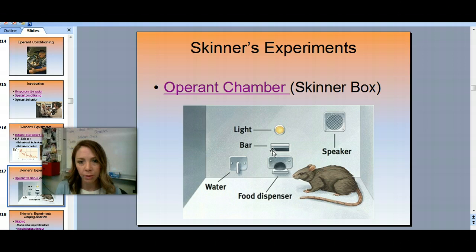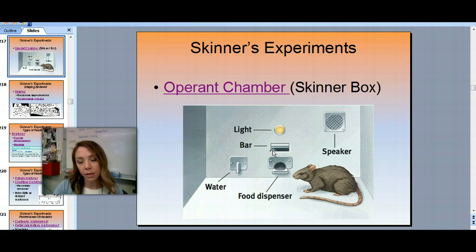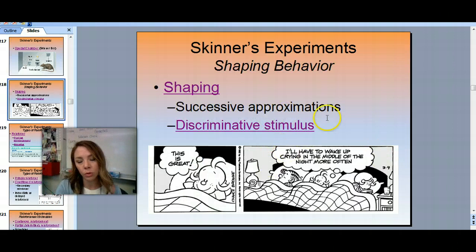Shaping then is how I get that rat to push the bar. Shaping is a way of using successive approximations, getting them to that behavior and rewarding them as they get closer. So if I want them to touch a bar that's over here, maybe I reward them just as they start getting closer, almost like saying you're getting warmer, you're getting warmer, you're getting warmer.